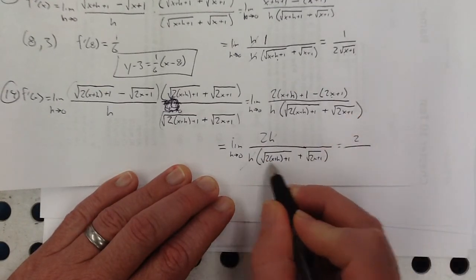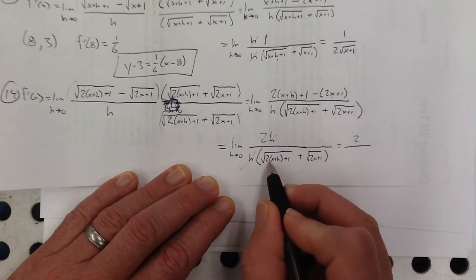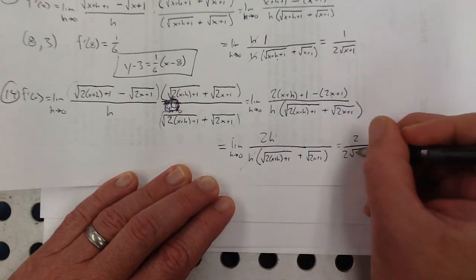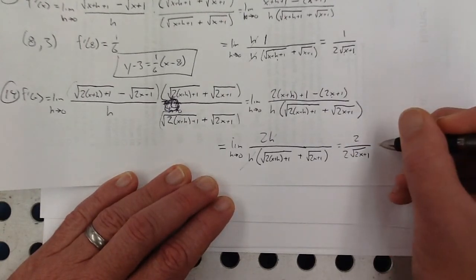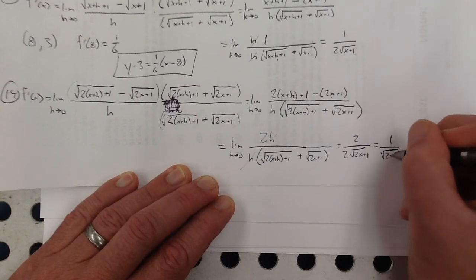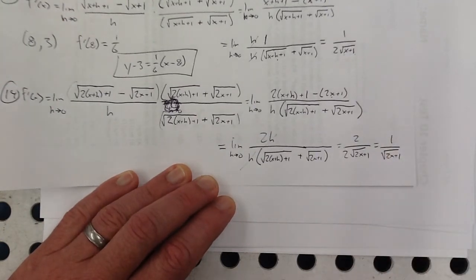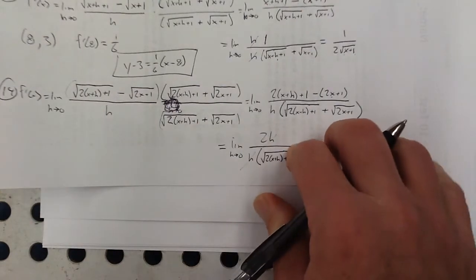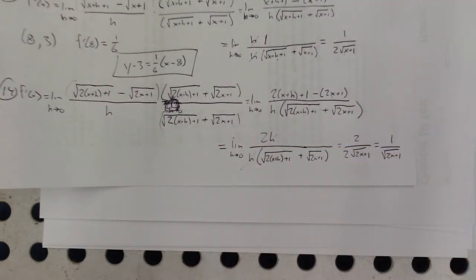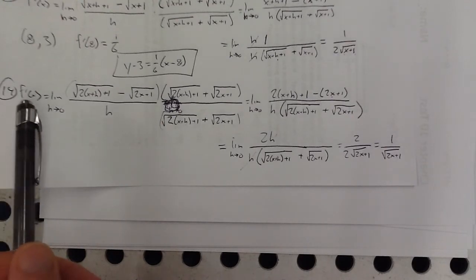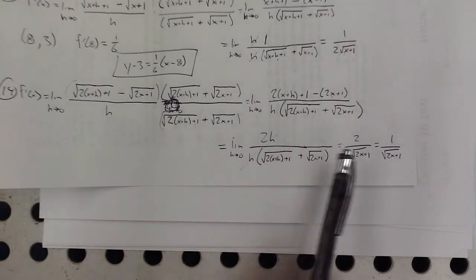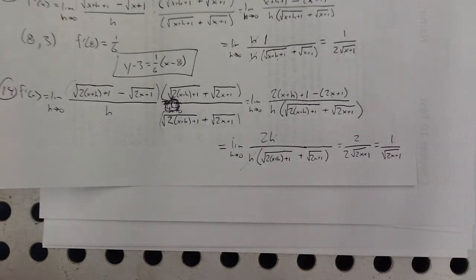and then I have 2 of these square roots of 2x plus 1. So that's not wrong, but I could cancel those 2's out and just simplify it to 1 over the square root of 2x plus 1. All right, there's my derivative. What's the derivative of the square root of 2x plus 1? Oh, thanks for asking. The derivative, or f prime of x, for that function is 1 over the square root of 2x plus 1.